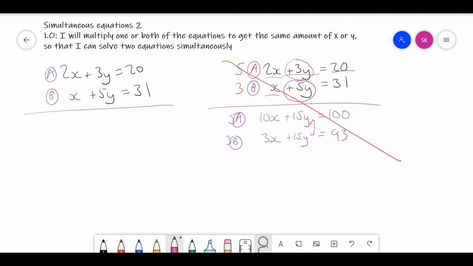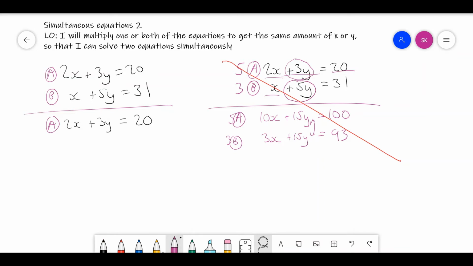All I would have to do is multiply equation B by 2 in order to get 2 x's. Then the x's would be the same and I could go about eliminating them. The equation A could stay exactly as it was: 2x plus 3y equals 20.